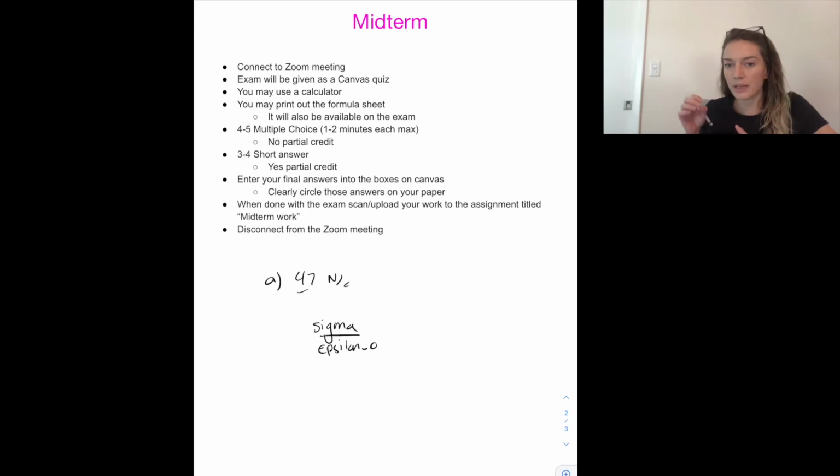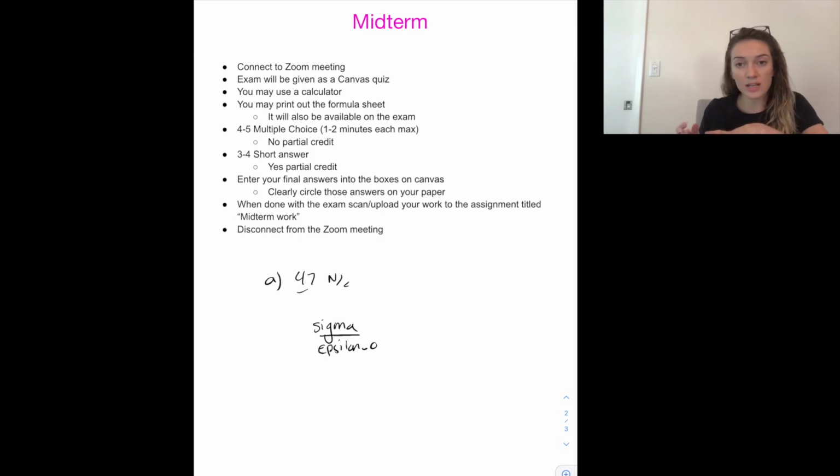You don't have to go into the insert formula and look for all the Greek letters and stuff like that. You can just write something like this and that's totally fine. I'm also going to give you an extra 15 minutes at the end to enter in your answers, so you don't have to worry about that taking time away from your actual exam time. There will be the hour and 50 minutes for the exam, and then there'll be an additional 15 minutes to enter in all of these answers, just so that there's a buffer there as well.